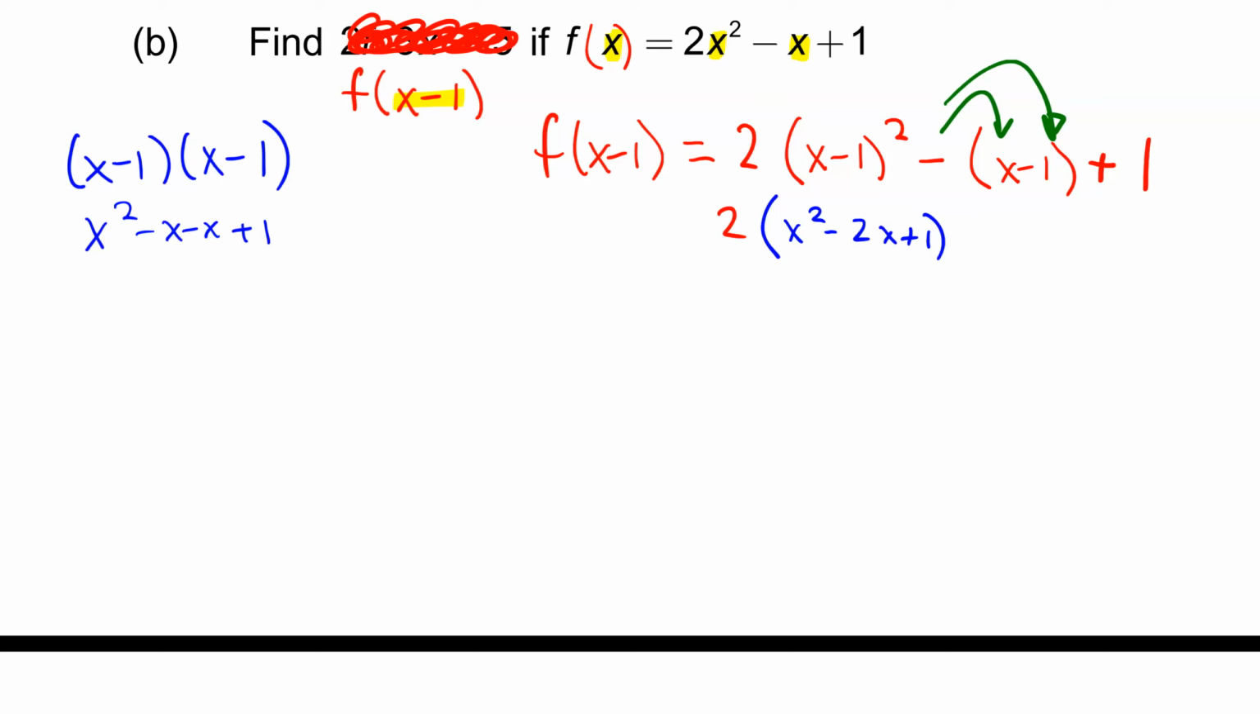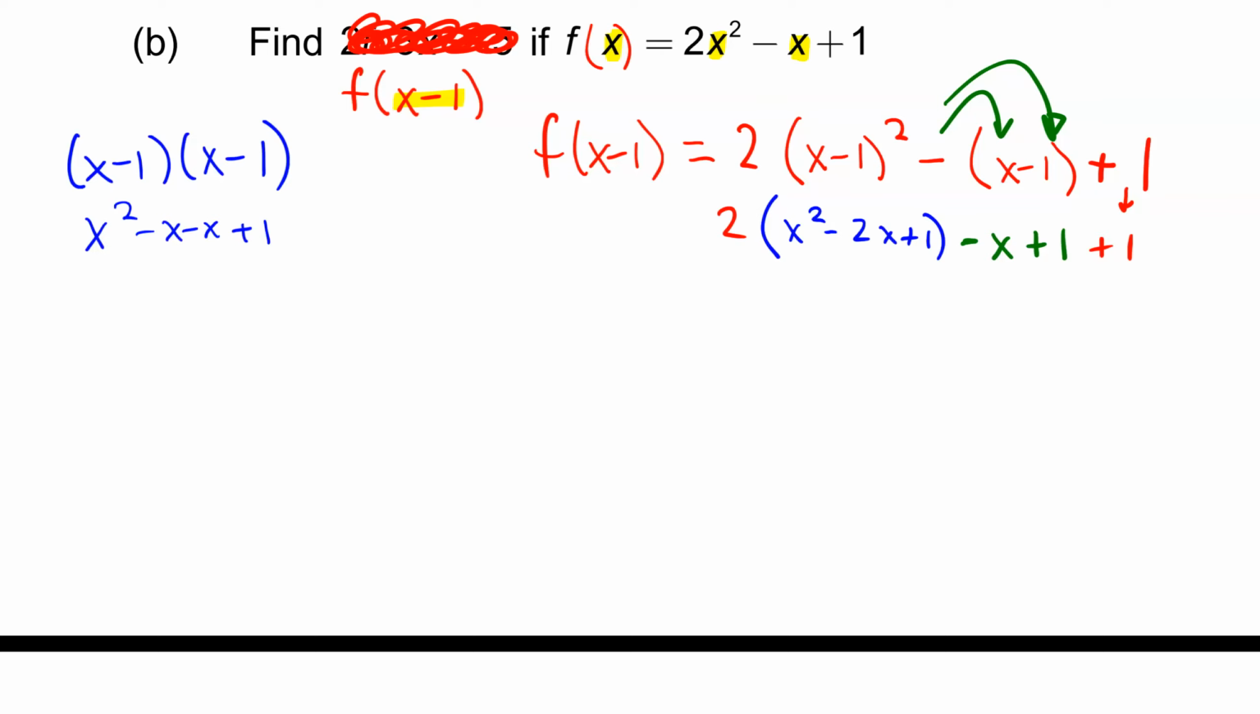Unfortunately, on the final, there was a question similar to this, and we forgot to distribute. So this makes it negative x plus 1. This is what you'll mess up. You'll have a minus 1 instead of a plus 1. Okay, and then I just have the plus 1 here.